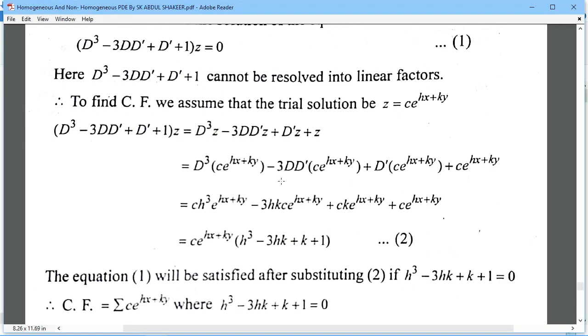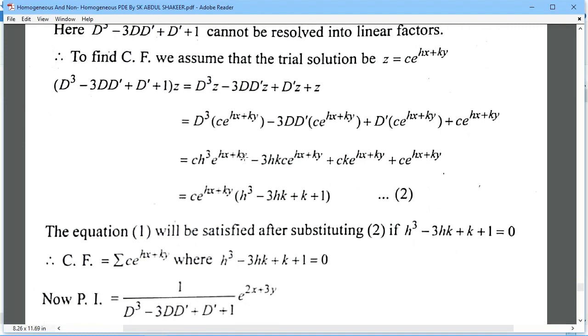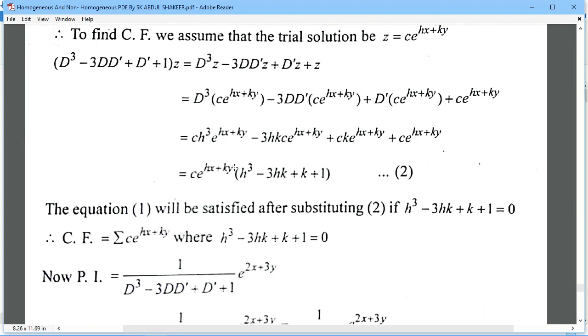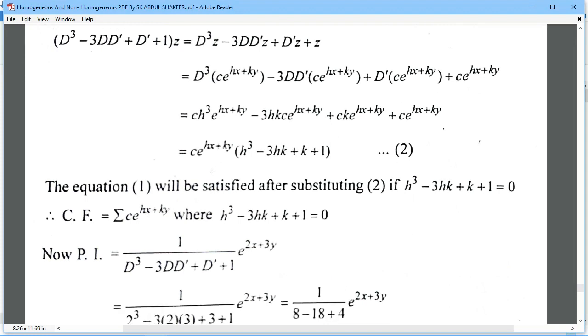So we have to operate with our derivative operators. We have to simplify, and then take out the common factor c into e power hx plus ky. The expression in h comma k is equated to 0. So this will give the required complementary function.